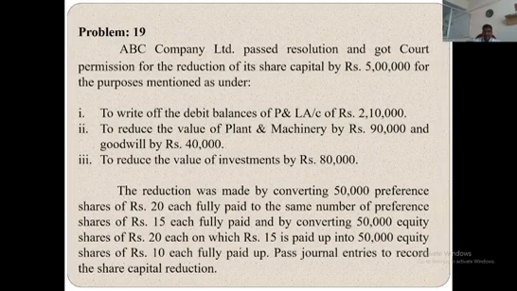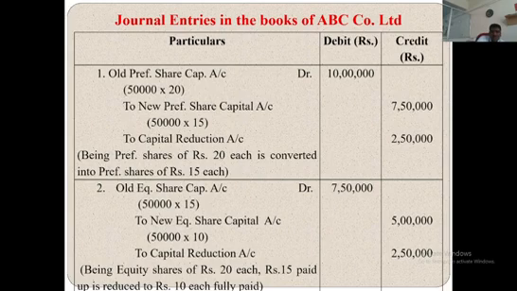The reduction was made by converting 50,000 preference shares of rupees 20 each fully paid up to the same number of preference shares of rupees 15 each fully paid, and by converting 50,000 equity shares of rupees 20 each on which 15 paid up into 50,000 equity shares of rupees 10 each fully paid. Pass the entry to record the share capital reduction. In the books of, journal entry: old preference shares capital account debit to new preference shares capital account, to capital reduction account.